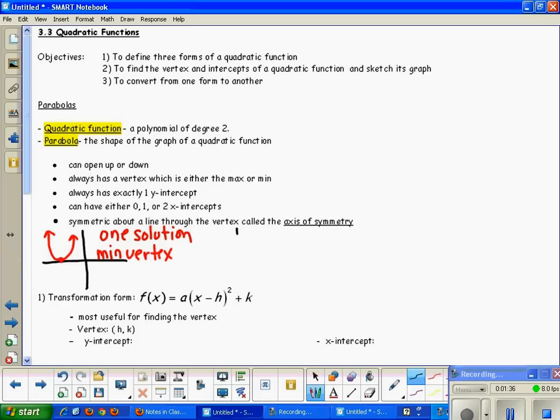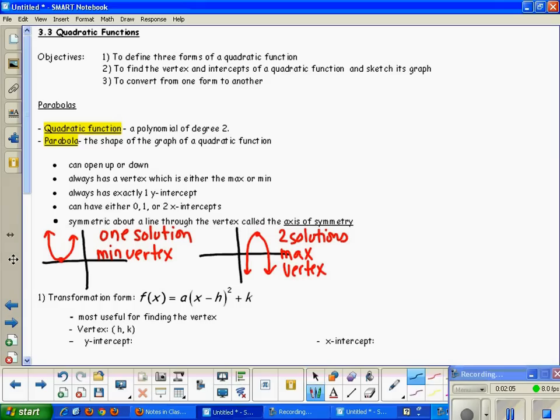If I have a graph instead that goes like this, maybe, this is just one example, this hits the x-axis in two places, so it has two solutions. And I know that my vertex is now going to be a maximum vertex because it is the absolute highest point of my graph.